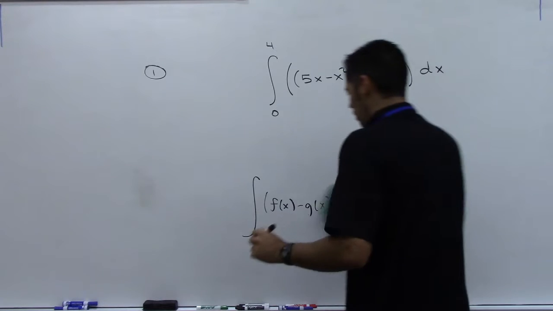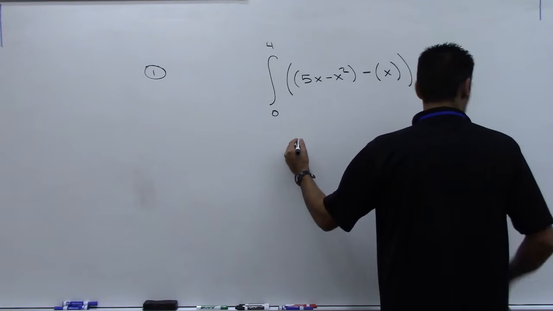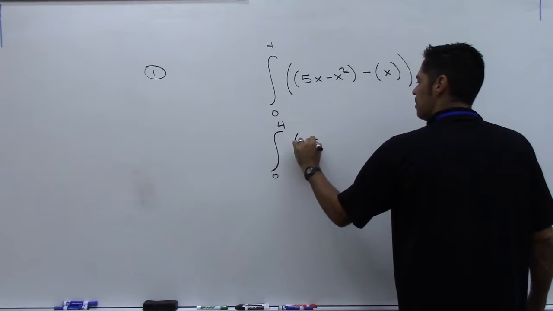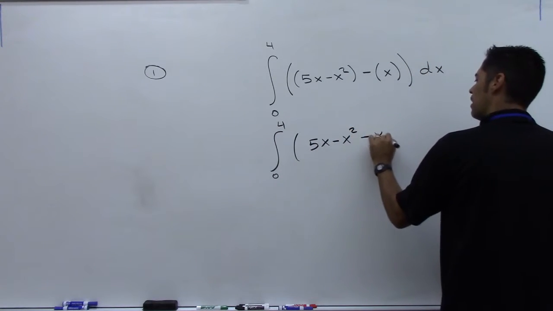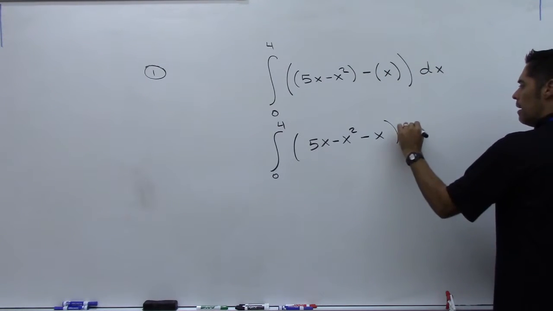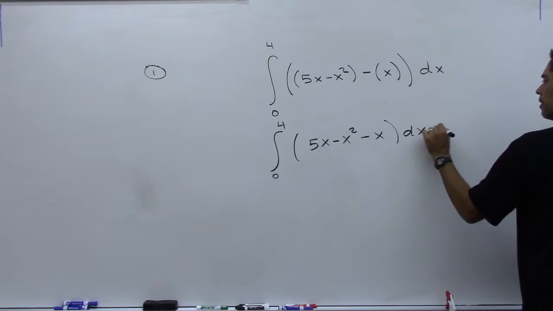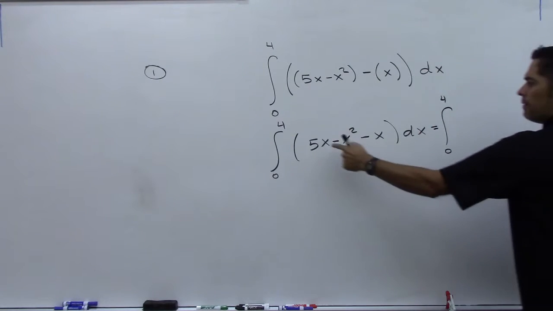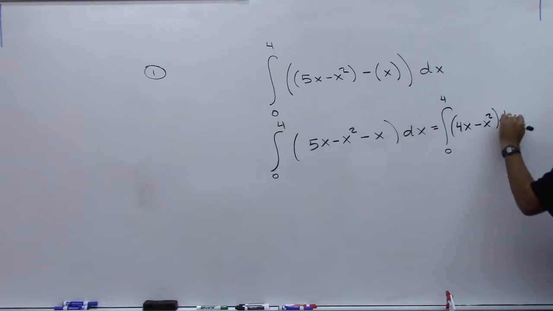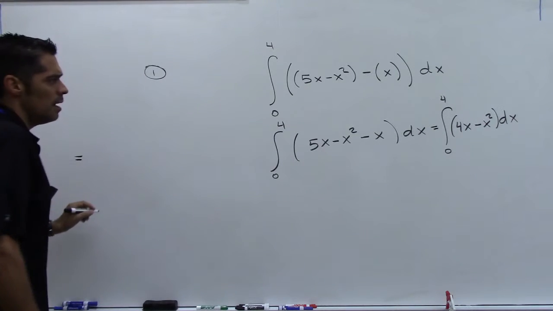Make sure I've got that right. Yes. I'll go a little bit further. I'll actually do the integration, but I'm not going to plug in the numbers. So we'll have the integral from 0 to 4. This is just 5x minus x squared minus x. When you distribute that through, there's really only one thing to do, and that's just make it a negative. But if I had multiple terms here, that negative would have to go through both terms. I can go a little bit further. Integral 0 to 4. 5x take away x, that's 4x minus x squared dx.